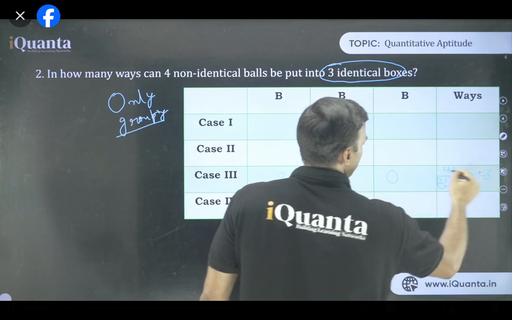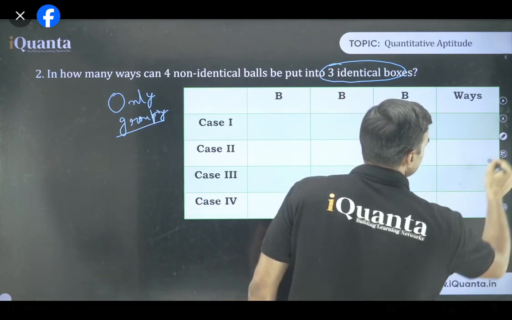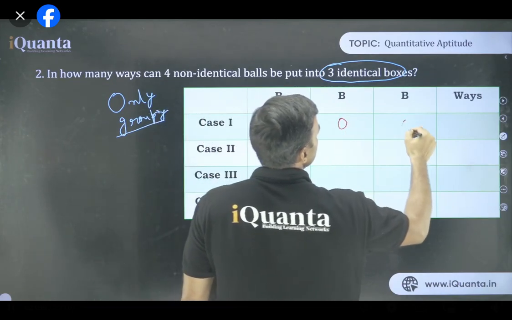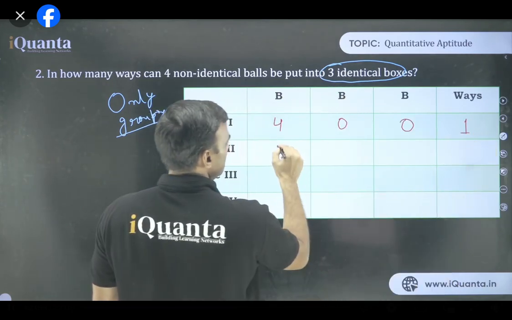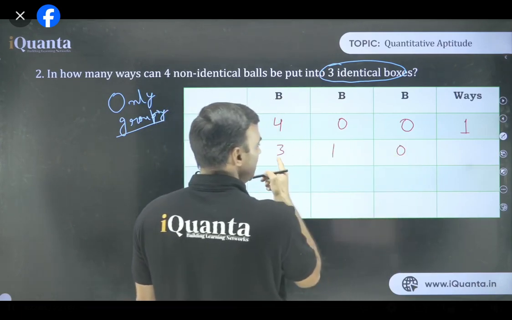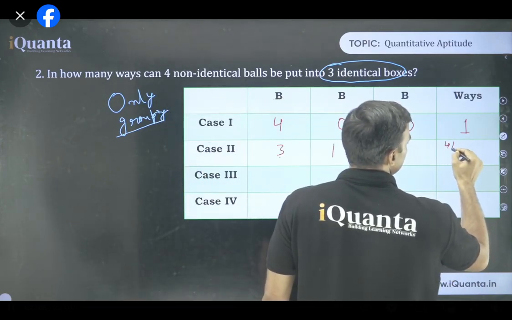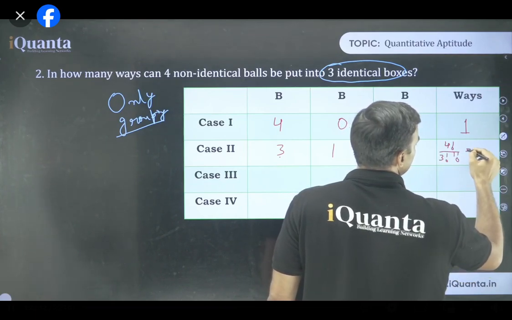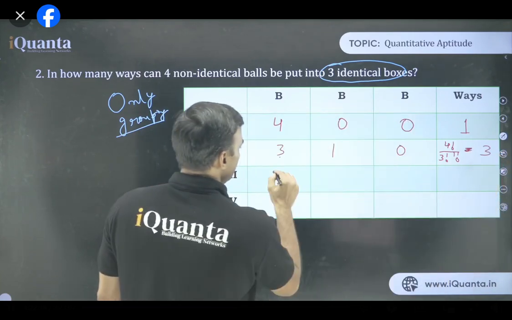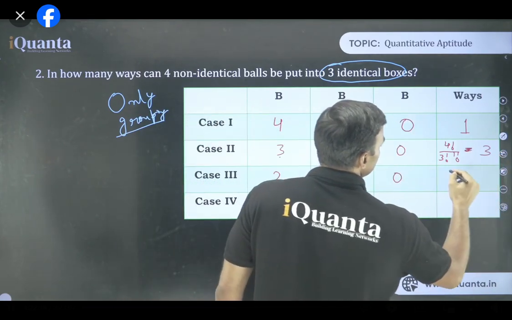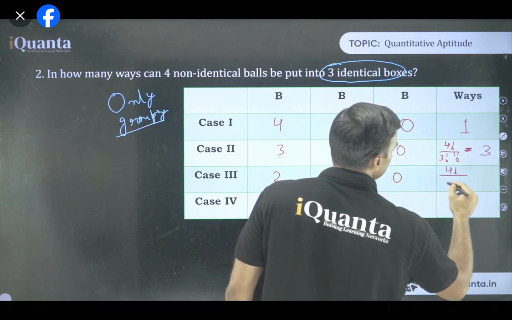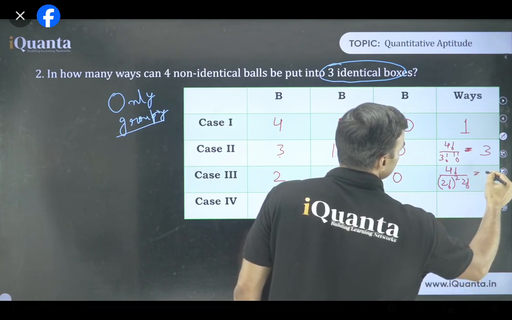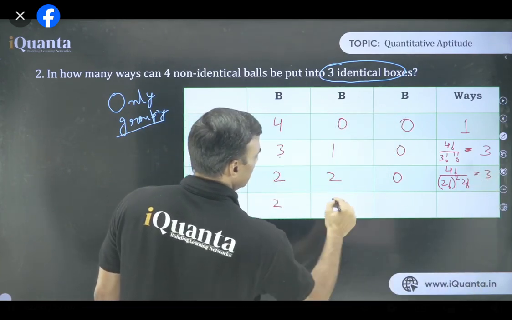So we only need to divide into groups. That's it. We only need to divide into groups. 4, 0, 0. So just one way. 3, 1, 0. So we only need to worry about 2 groups. So 4 factorial divided by 3 factorial, 1 factorial. This is symbolic, 1 factorial is given symbolically. That is 4 ways. 2, 2, 0. So 4 factorial divided by 2 factorial square and 2 factorial. So 3 ways. And 2, 1, 1.